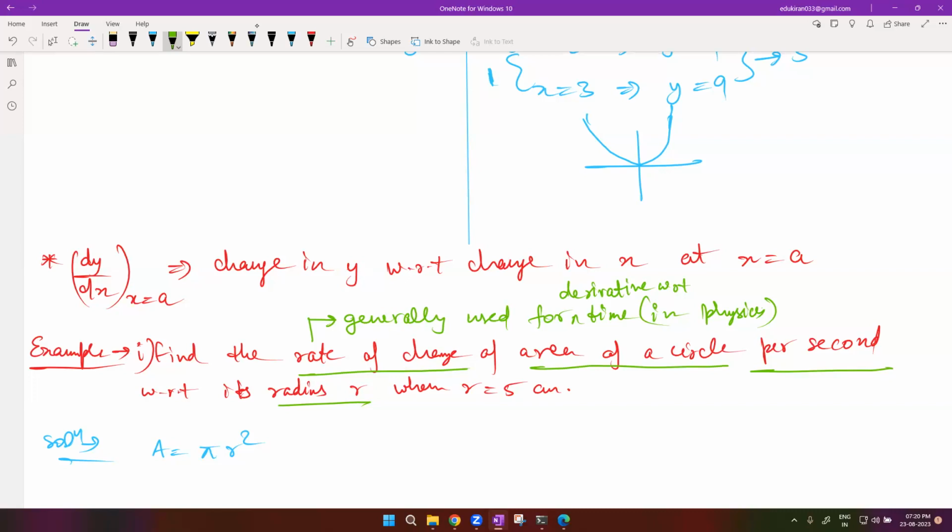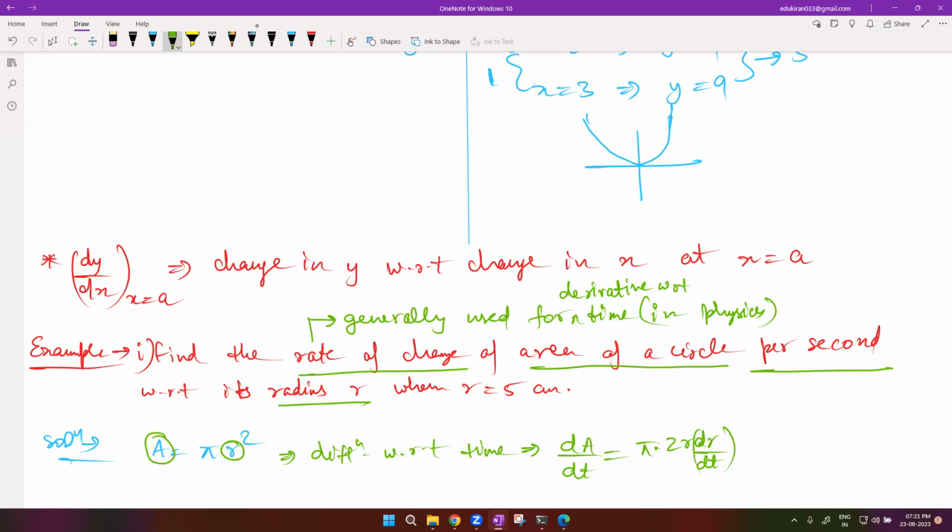So understand the variables first. Area is a variable, right? Pi is a constant, r is also a variable, right? So if I differentiate this with respect to time, then dA by dt is equal to pi, which is a constant, times the derivative of r square, which is 2r into dr by dt. And r in itself is also a variable. We don't know the rate of change of r with respect to t.